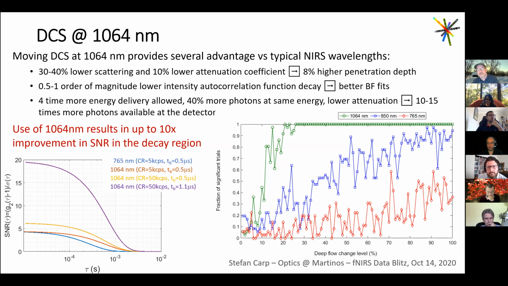For 850, which is also used by some people in the field, things look better, but 1064 is really a whole different story, where it seems like we can reliably detect a change of 20% with just 10 seconds of measurement.